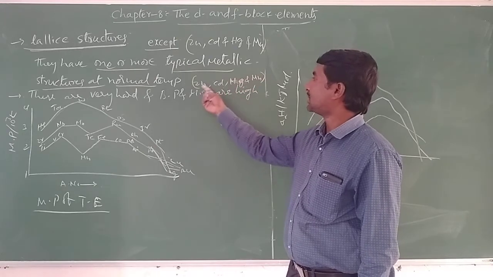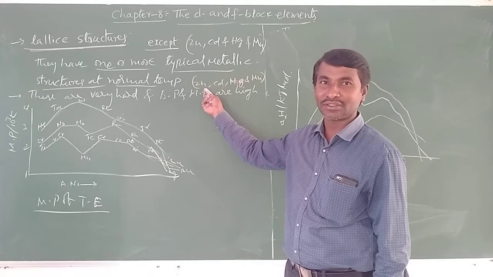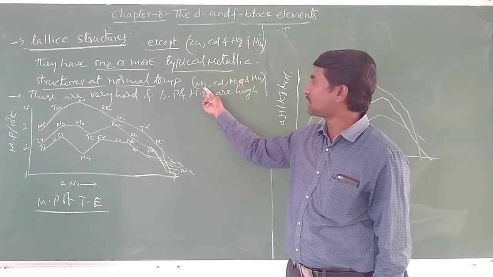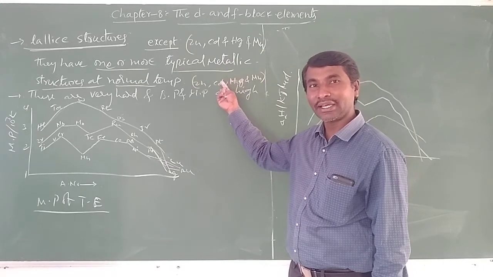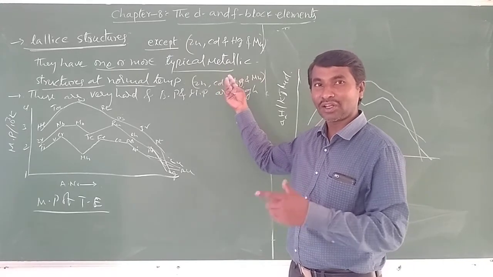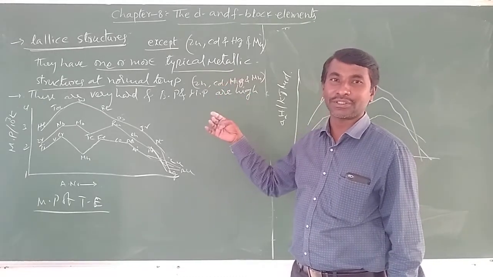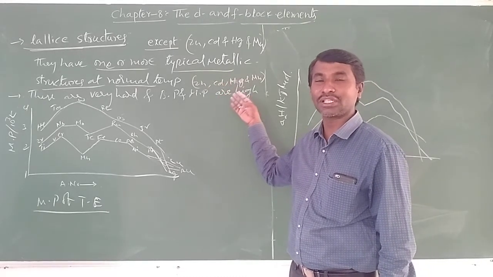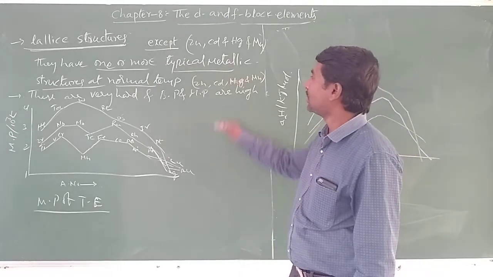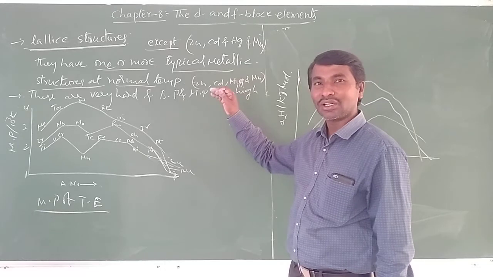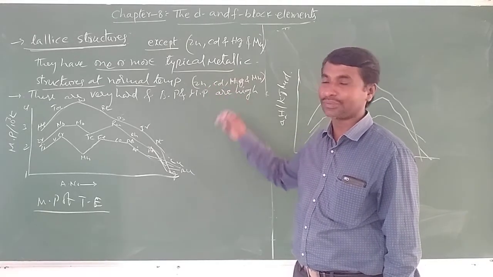So these are not counted as typical transition elements. In their lattice, weaker bonds are present. So that's why they form so many structures, and sometimes non-metallic structures also.